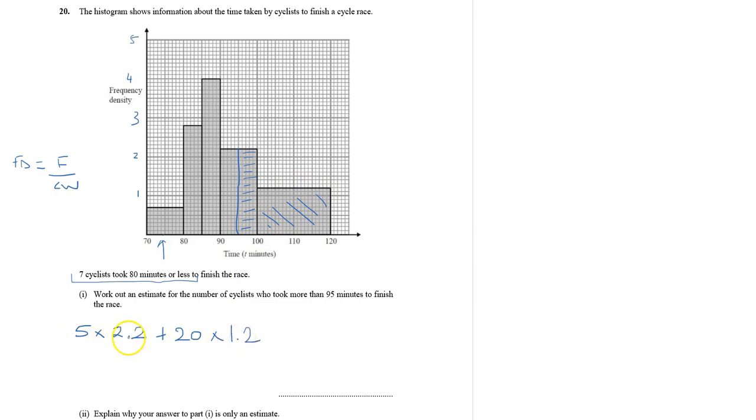Now 5 times 2.2, so 2.2 times 10 is 22, so half of that is 11. And then 10 times 1.2 is 12, double that is 24. So the answer should be 35.